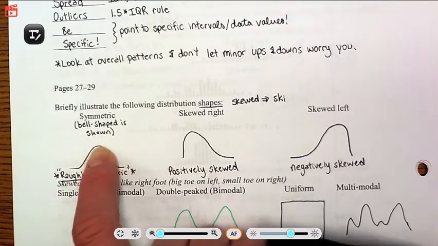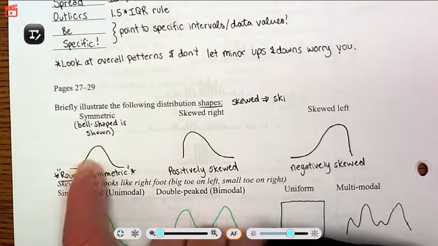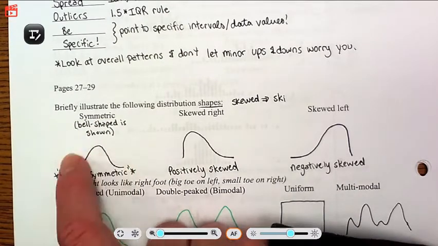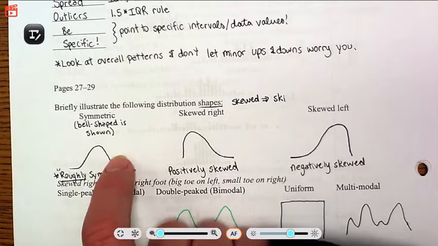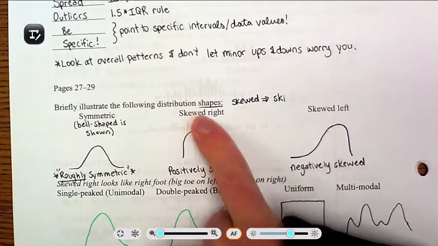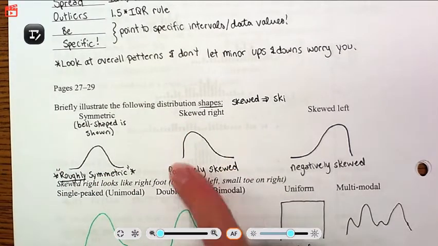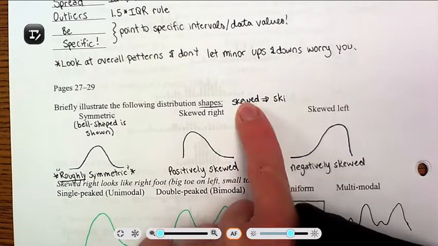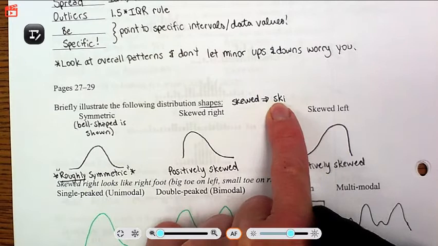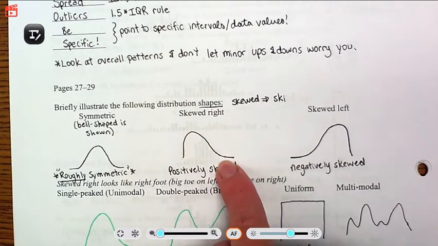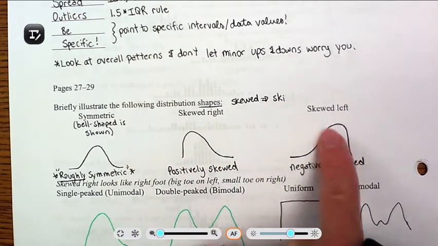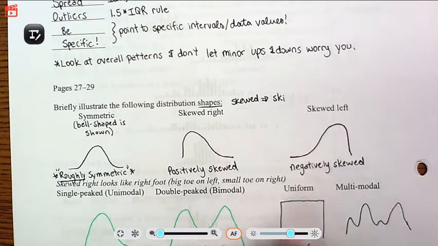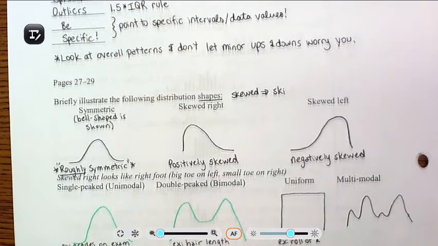Okay. Bell-shaped is shown. Symmetric doesn't mean that it has to be bell-shaped. Symmetric really just refers to our common understanding of symmetric, that the left side matches the right side. Skewed right is positively skewed. That means the skier would ski to the right down the slope. Skewed left, your skier would ski down the left side of the slope. It is negatively skewed. Okay?